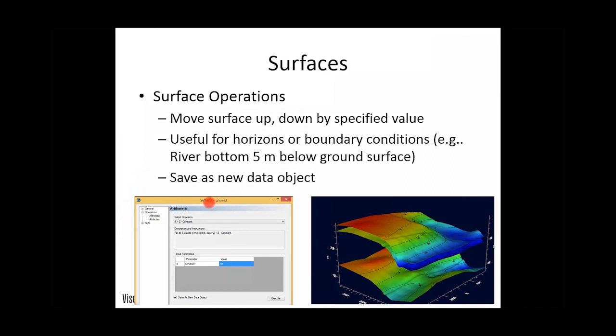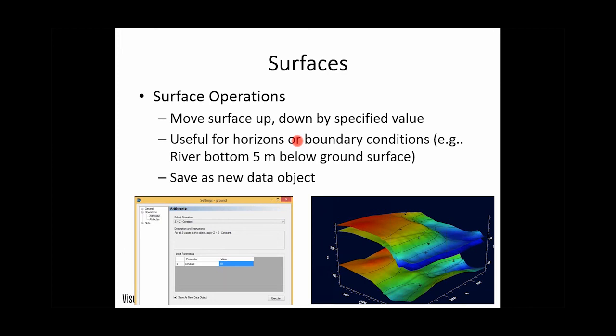So we've added new operations for a surface that lets you move a surface up or down by a specified value. This could be useful in a variety of scenarios. Let's say you have a surface that represents a specific formation. You just want to make a unit that's 10 meters or 10 feet thick. You could just create a copy of this surface and save it with a Z value that is -10, or 10 less than what's there right now.